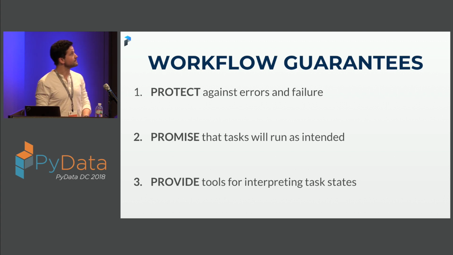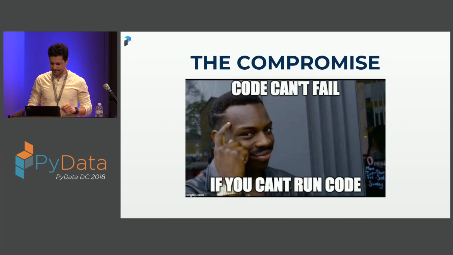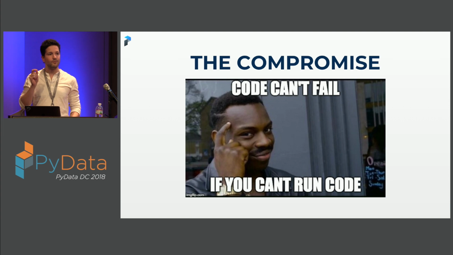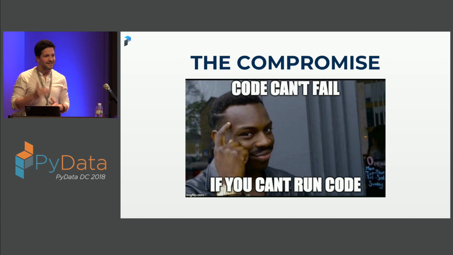We can see how this will play out. This is what a workflow system is supposed to do. It's supposed to protect against problems. That's the negative engineering aspect. It's supposed to promise that work will get done. That's the positive engineering side. And of course, it needs to provide us with the tools that we need for working with the results of those tasks, good or bad. But what really happens is quite different. First, workflow systems compromise. In order to make good on their promise to protect against failure, they limit what they let you do. Because you can't do very much, they don't have to defend against very much, and they minimize the number of things that can go wrong. So the first sin is the compromise.